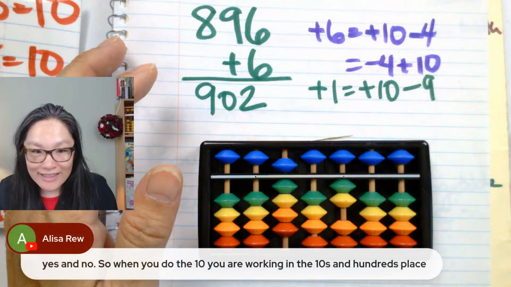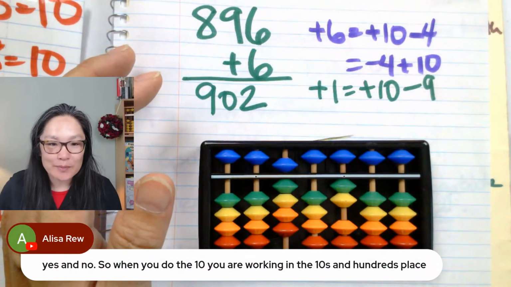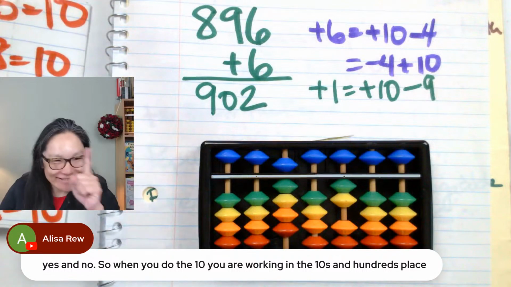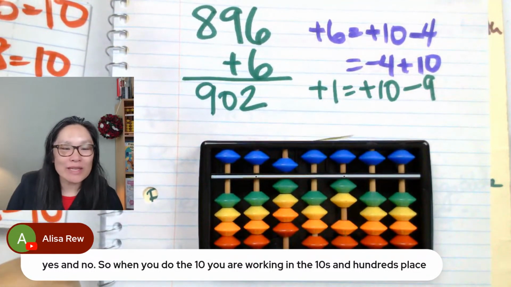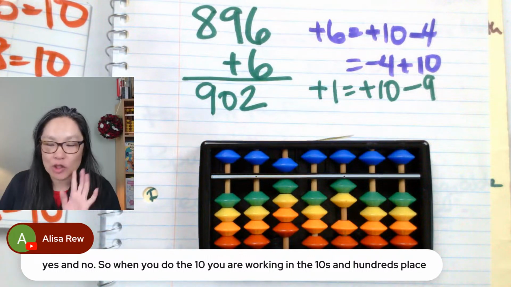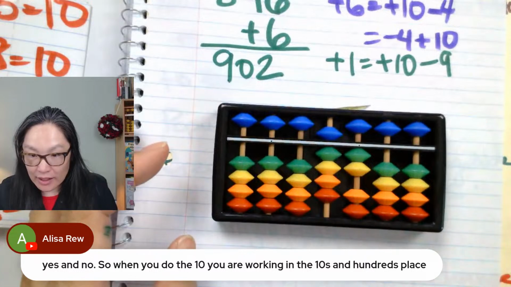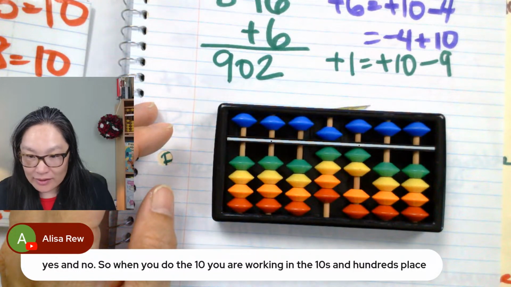Yes and no. So when you're working with the tens and the hundreds place, when I'm working with the 10, I'm only working with the next column over. That's all I'm doing. Can you do the problem again? The first step.